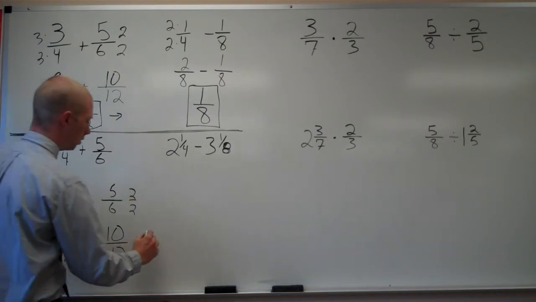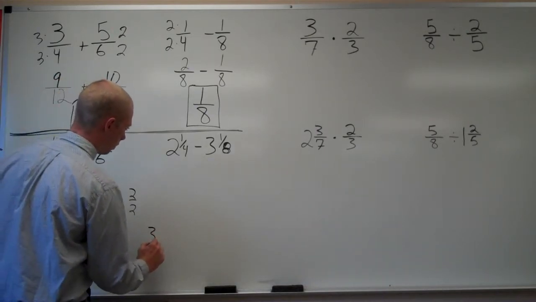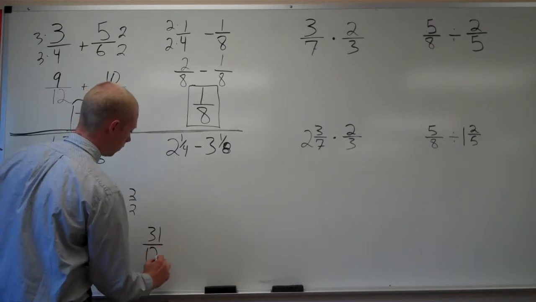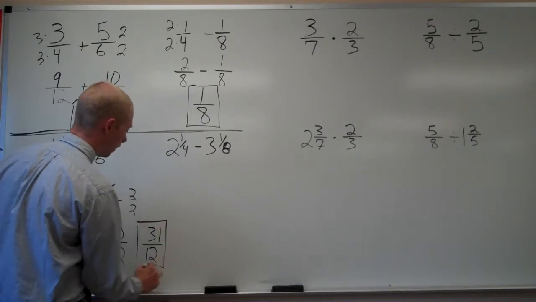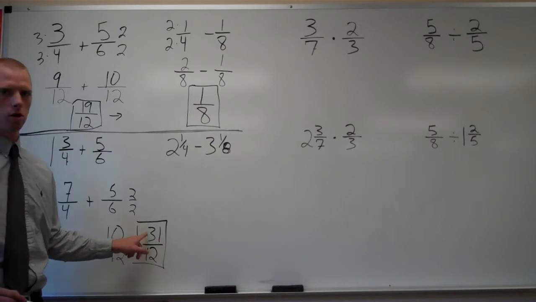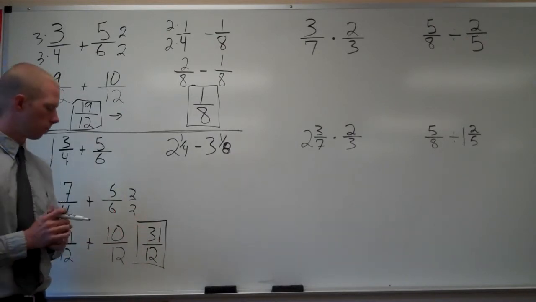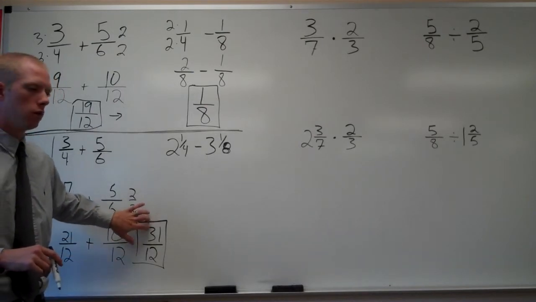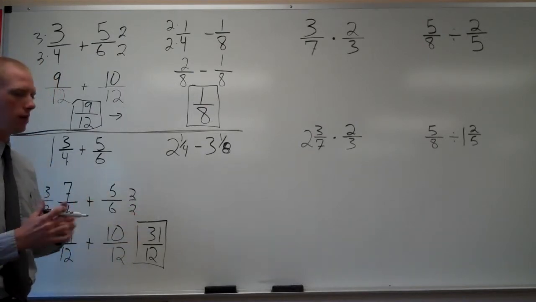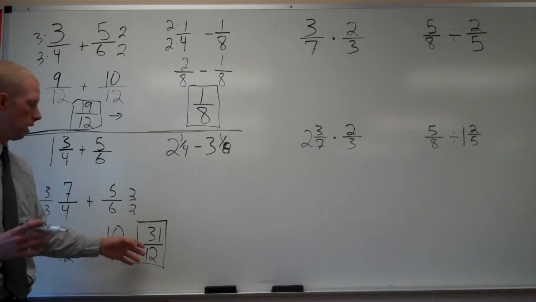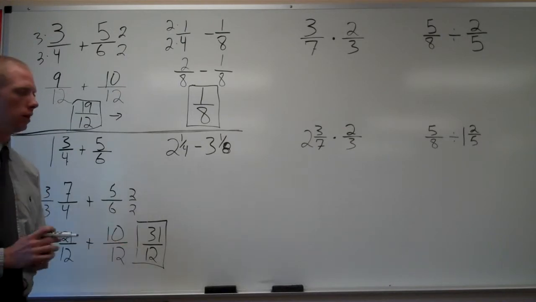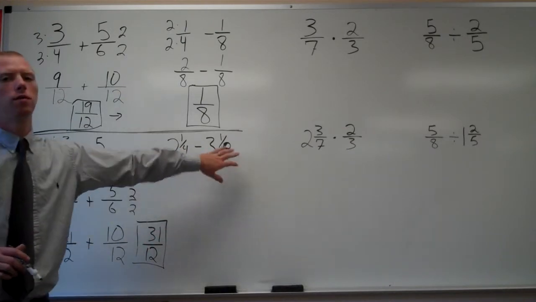This will total me out to 31 over 12. That could be my final answer, as I recognize that there's no common factor between 31 and 12 that could be reduced. 31 is what you would call a prime number, so you can't divide any of the factors of 12 into that. Over here you have two mixed numbers.